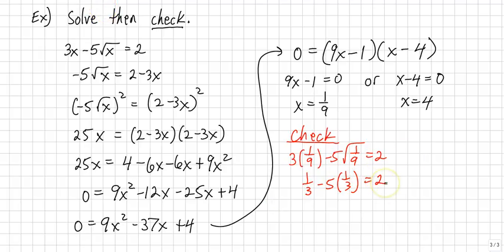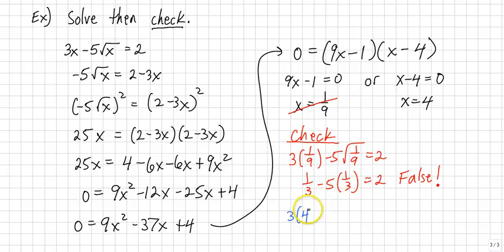equals 2. So 1/3 minus 5/3, that does not equal 2. That's a false statement. So that actually is not a solution. So what about 4? Maybe 4 is.